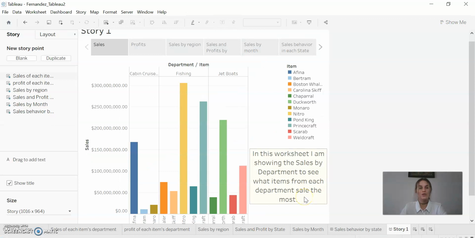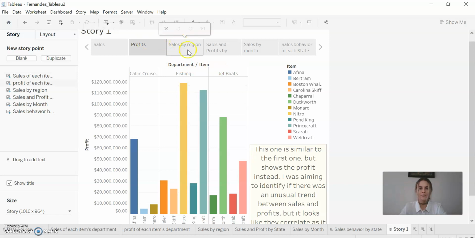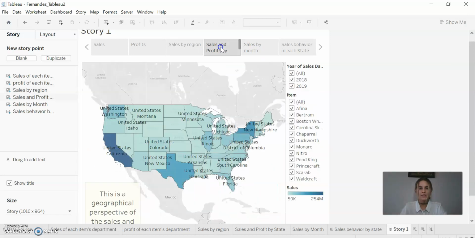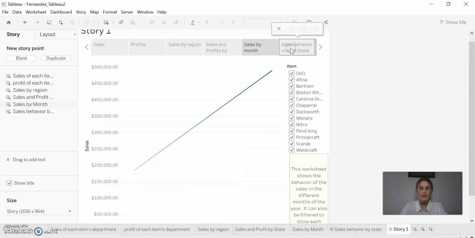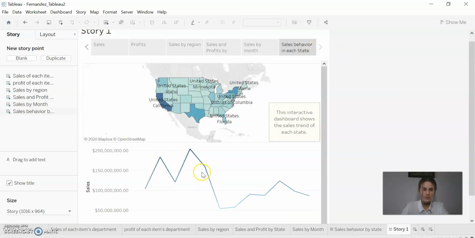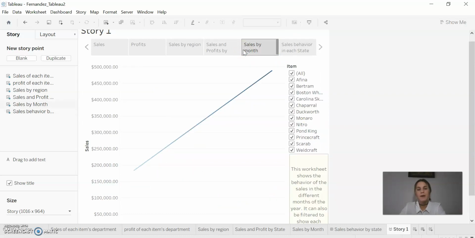So over here in the story, I included all my worksheets. The first one is the sales, over here the profits, and I included in a little box in each one of them what I wanted to show and what I found. So over here, sales by region, sales and profits by states, sales by months, and then the sales behavior in each state.